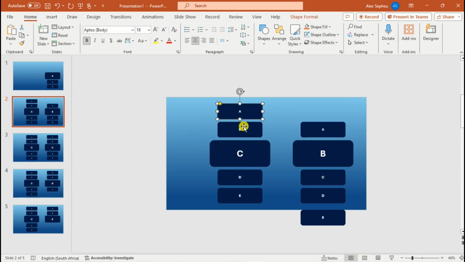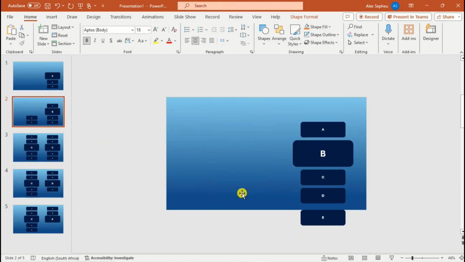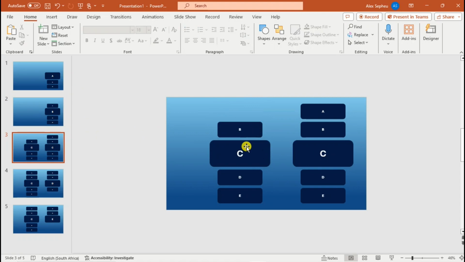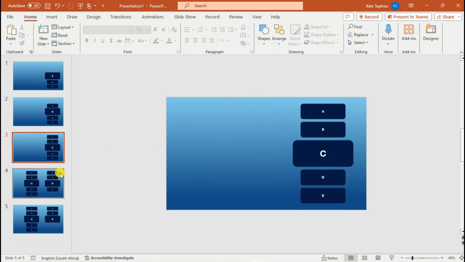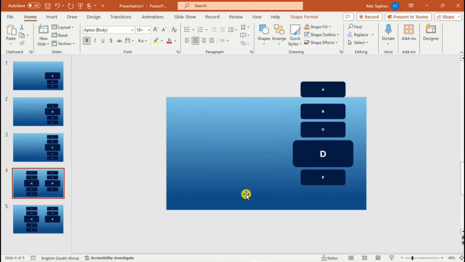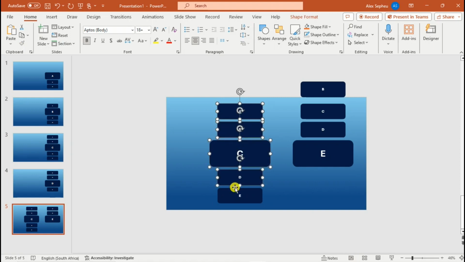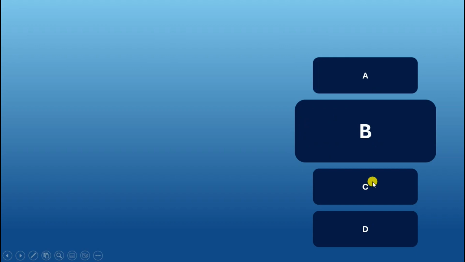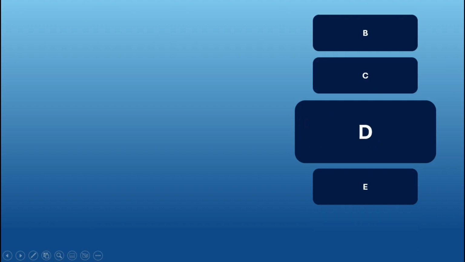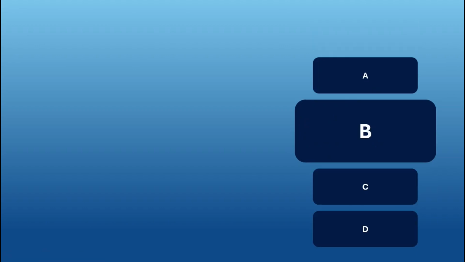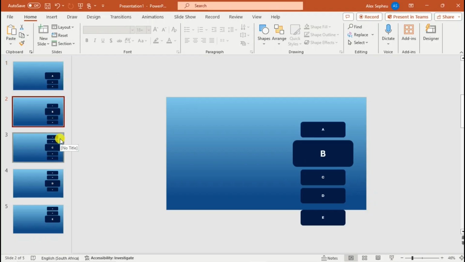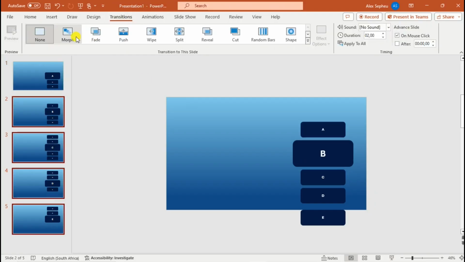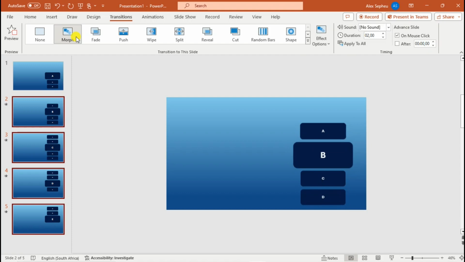We may delete these shapes, we no longer need them. You should be having something like this. Select slide 2 to 5, go to Transitions and choose Morph Transition.